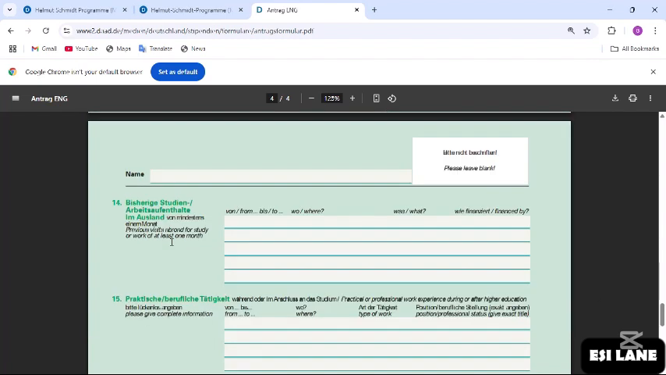Then we come to the last part of the form. It says previous visits abroad for study or work of at least 1 month. So if you have visited abroad, you write from, to, and then where. Then you write if it was for work or study and then who financed the travel.